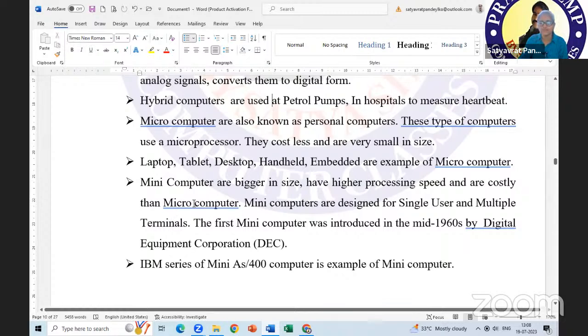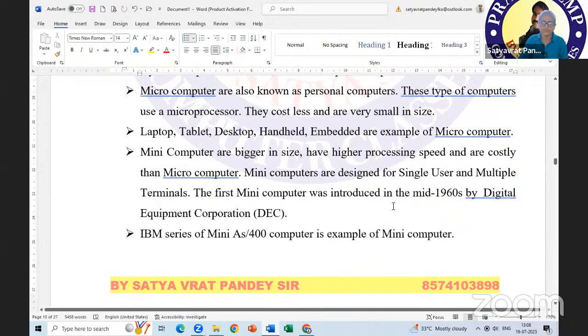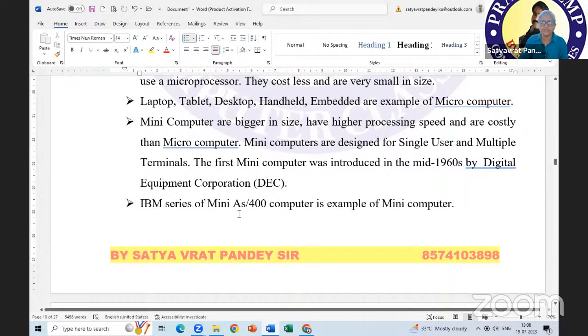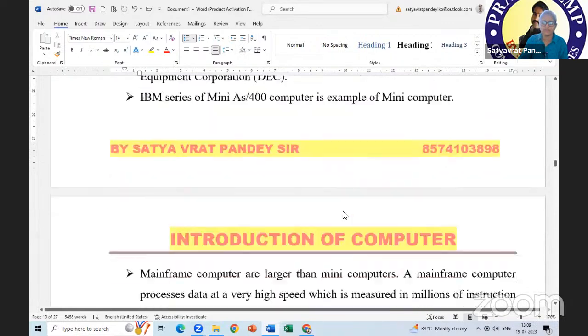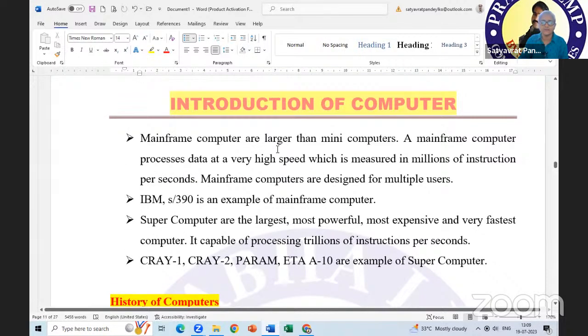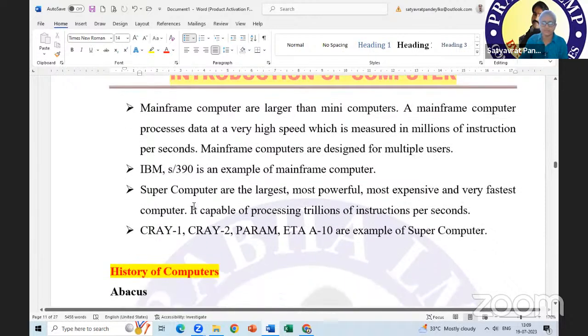Mini computers are designed for single user and multiple terminals. The first mini computer was introduced in the mid-1960s by Digital Equipment Corporation (DEC). IBM's AS400 series is an example of a mini computer. Mainframe computers are larger than mini computers. A mainframe computer processes data at a very high speed, which is measured in millions of instructions per second. Mainframe computers are designed for multiple users. IBM S390 is an example of a mainframe computer.